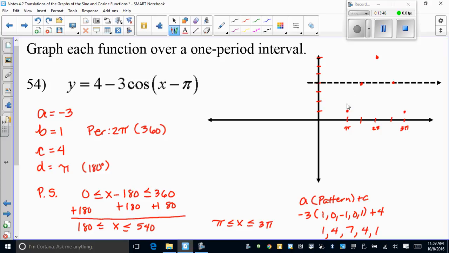The graph was turned upside down because the A value is negative. A value is negative, but our amplitude is not. Our amplitude is +3. And there's our graph.